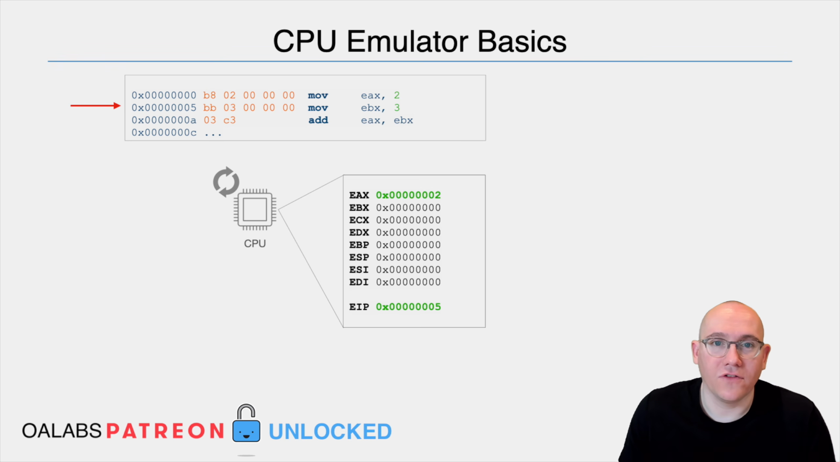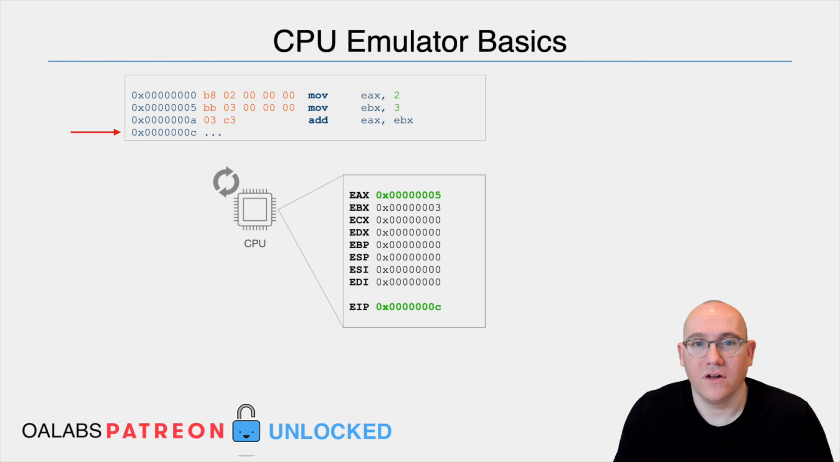So we execute the next instruction here. We move 3 into EBX, and EIP has incremented again. Then we add them together. The result is stored in EAX. So EAX now has 5 in it, and EIP has incremented again. So that's just a refresher of how assembly executes and its impact on the registers.